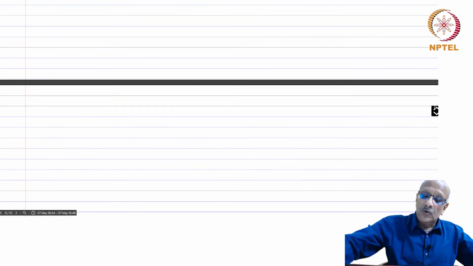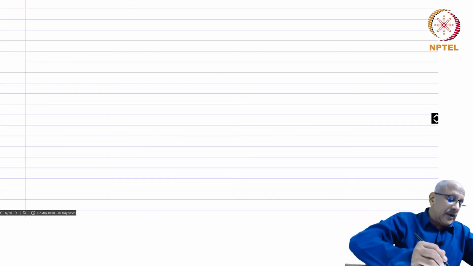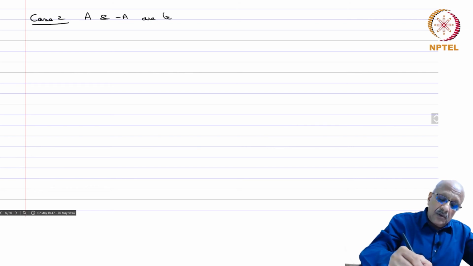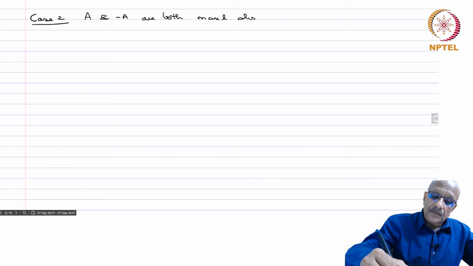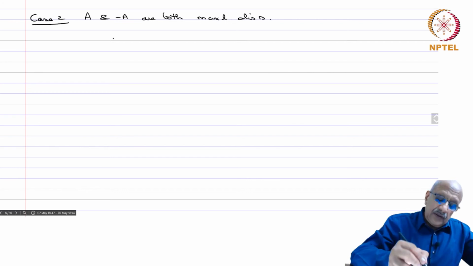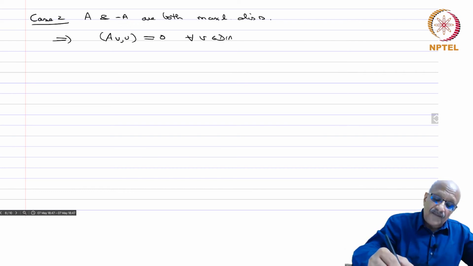So now I want to go to the case 2, when A and minus A are both maximal dissipative. Okay, so in this case you have (Av, v) should be greater than or equal to 0, and (Av, v) should also be less than or equal to 0, because both A and minus A are dissipative. That means (Av, v) equals 0 for all v in D(A).